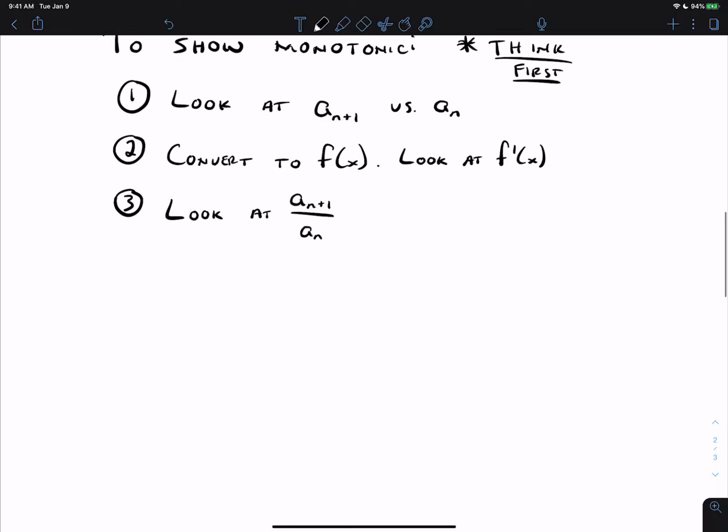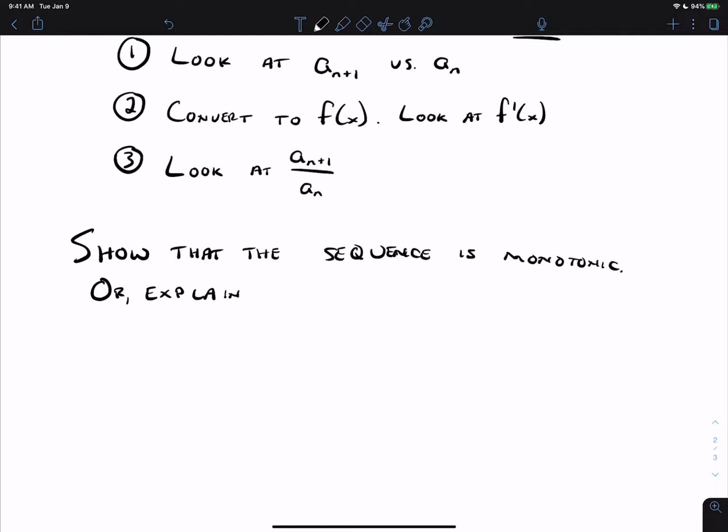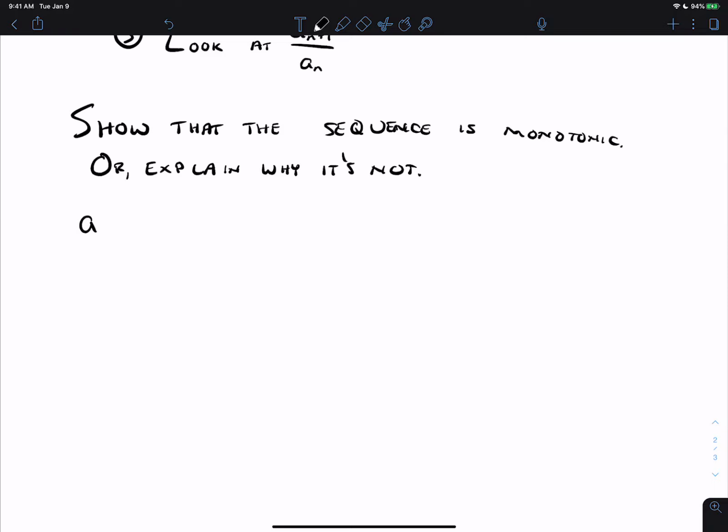Okay, so let's look at some examples. We're going to show that the sequence is monotonic, or explain why it's not. Alright, and so the first problem I want to look at is a_n equal to 1 over n. And so this is a pretty straightforward sequence.